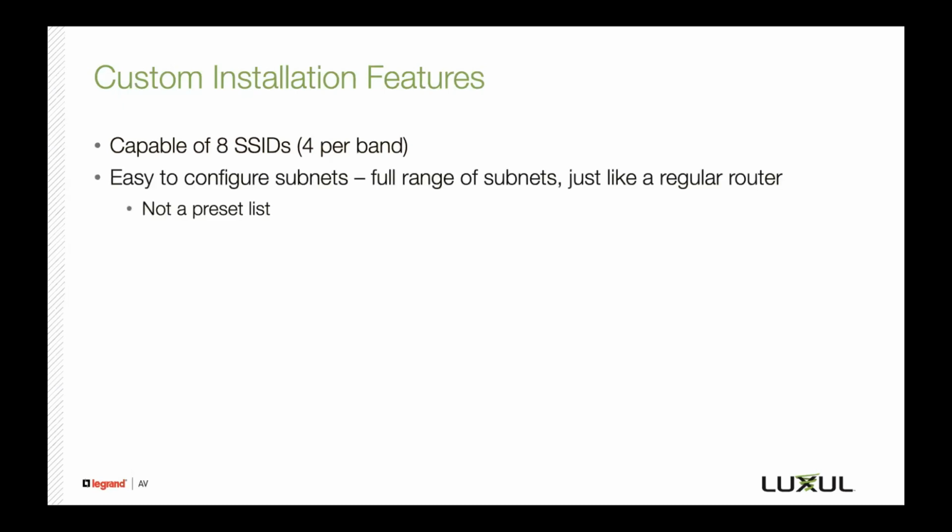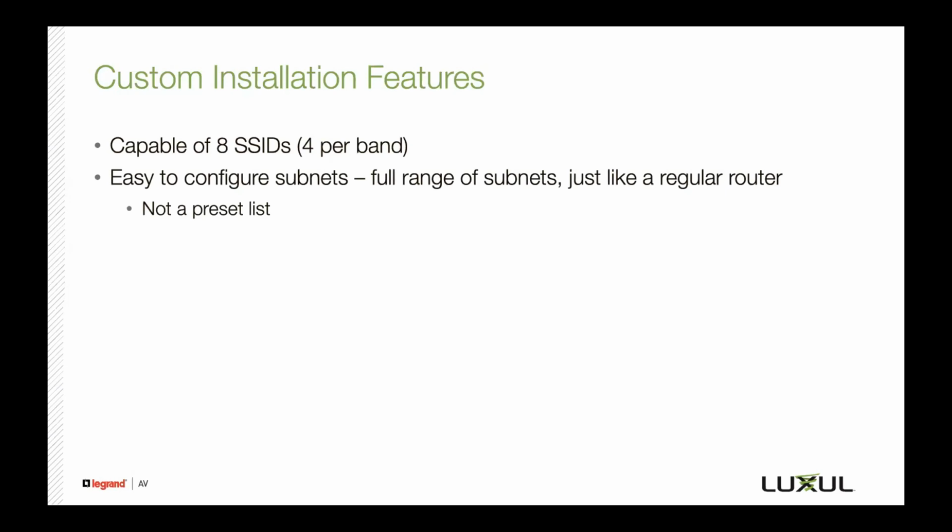Speaking of SSIDs, you can do 8 of them, 4 per band, and they don't have to be combined. Like I just mentioned, you could make just a single 2.4 only SSID and have that broadcast and have your other devices that are 2.4 only connect to that if you need to. So lots of flexibility and customization there. Again, this is all done in the user interface, not in the app. You can set it up in the app in the initial setup, but you don't have to. You can come back and do it later in the regular UI.